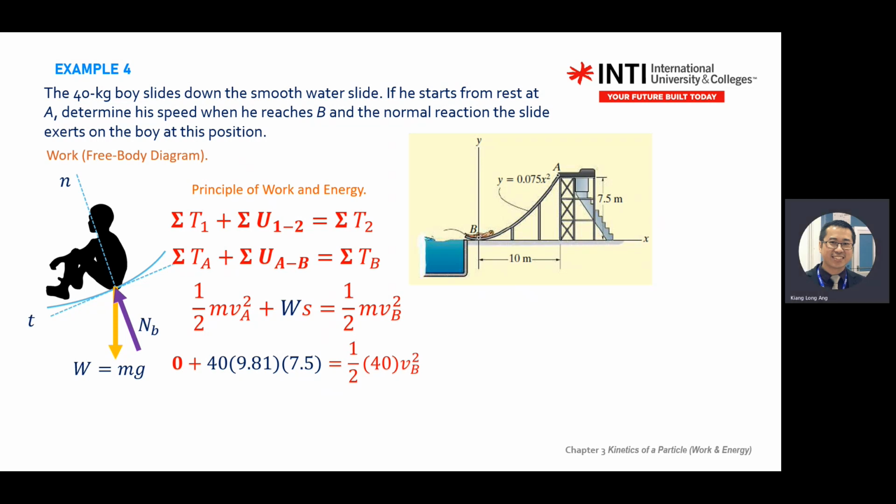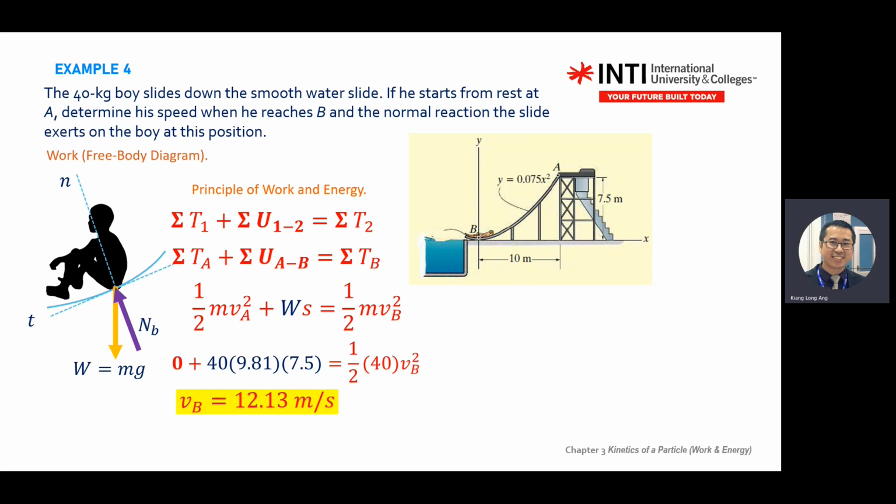And why do we use 7.5? Again, go back to the definition of work. The definition of work is that force and distance must be parallel. So the force of your weight is going down, right? So your displacement must be parallel, must be going down. That's why you use 7.5 and not 10. Always remind yourself what the fundamental definition is. Then you get your VB.